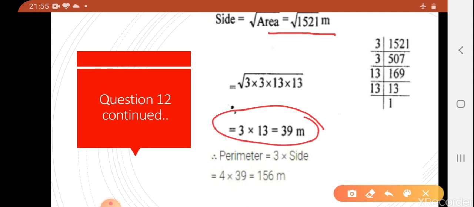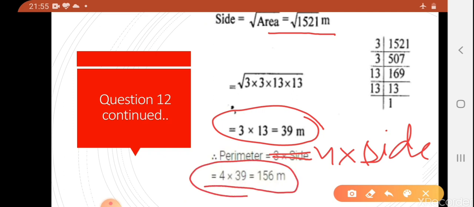Means side is equal to 39, and when we take out the perimeter, it is 4 into side. So 4 into 39 is equal to 156. Here do the correction also, not 3 into side, it is 4 into side.